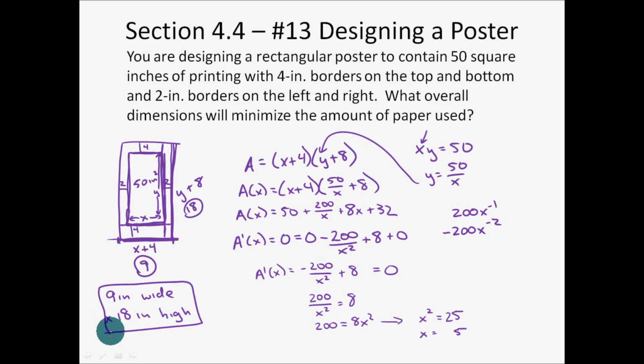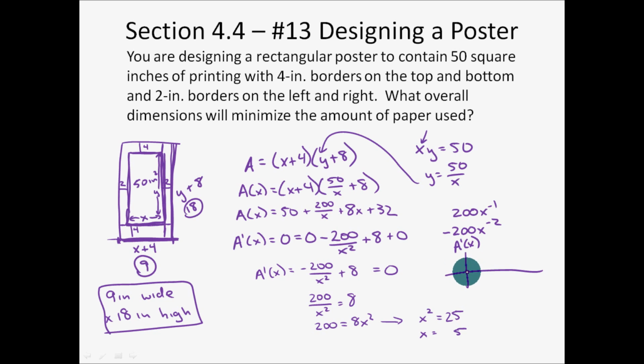Alright, and one other quick thing we want to do is make sure that this is not actually a maximum area. Now if we think about it logically, we can think, oh yeah, it's probably going to be a minimum area. But let's do a quick check. We would do a quick check by making a sign chart for A prime of x, the first derivative. That's where you do a sign chart.